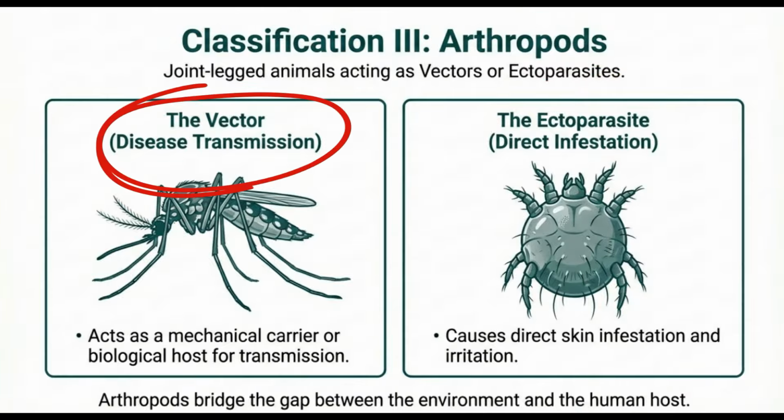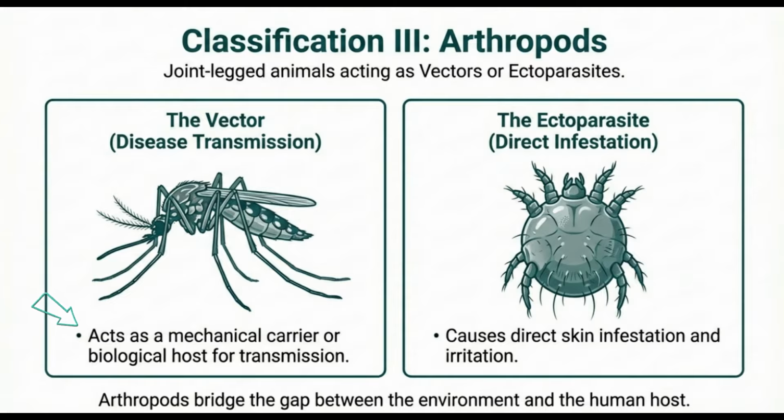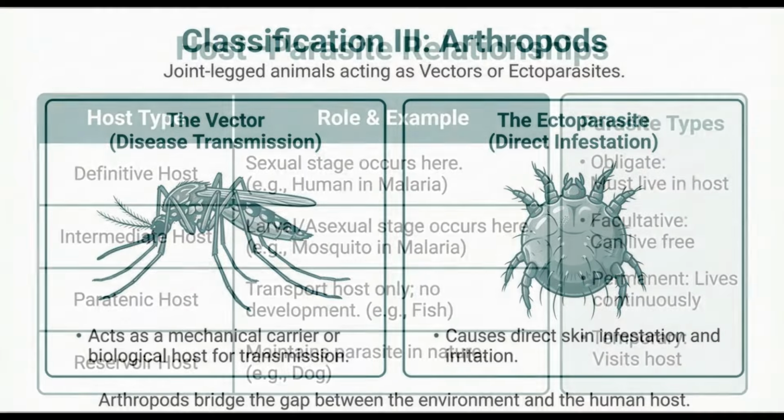And finally, we have the arthropods, and these guys play a really fascinating dual role. On one hand, you have vectors, like a mosquito. Now, they don't cause the disease themselves, but they act as biological taxis, transmitting it from one host to another. On the other hand, you have ectoparasites, like mites, which cause a direct infestation right on the skin. In both cases, they're the bridge between the environment and the human host.